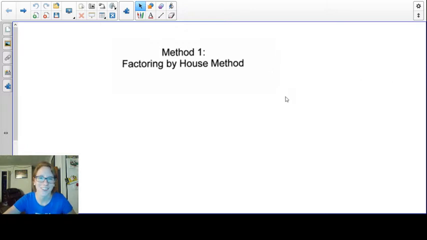Factoring, it's fun, right? Today, we're going to talk about what happens when you have a number in front of your x squared. So, we're still going to start the same way, just we're going to end it a bit different.